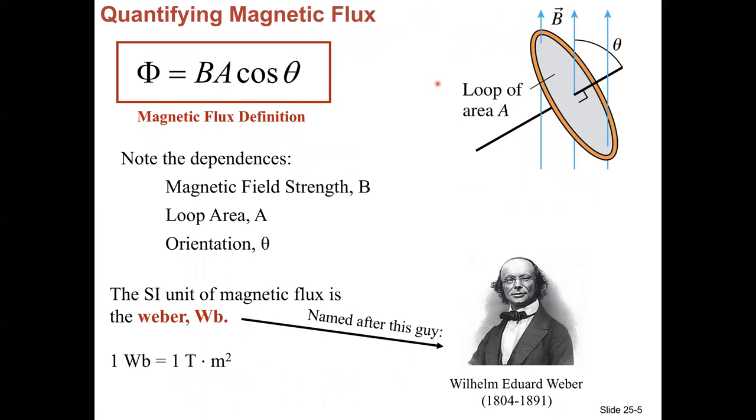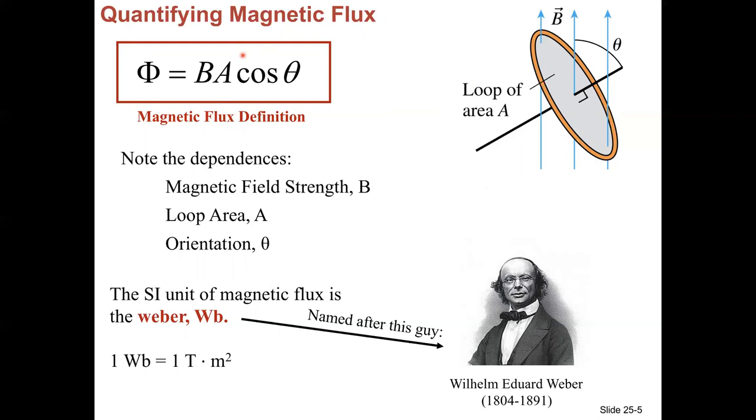So if we wanted to write a formula describing all of these effects, we could write the magnetic flux as being proportional to the magnetic field strength, proportional to the area of the loop, and proportional not to the angle, but to the cosine of the angle as defined. And the reason we want a cosine is because as we rotate the loop completely around, the magnetic flux is going to decrease and then increase again as the loop keeps rotating. So we need a function of the angle that oscillates. Given how we've defined our angle, cosine is the one we need here.